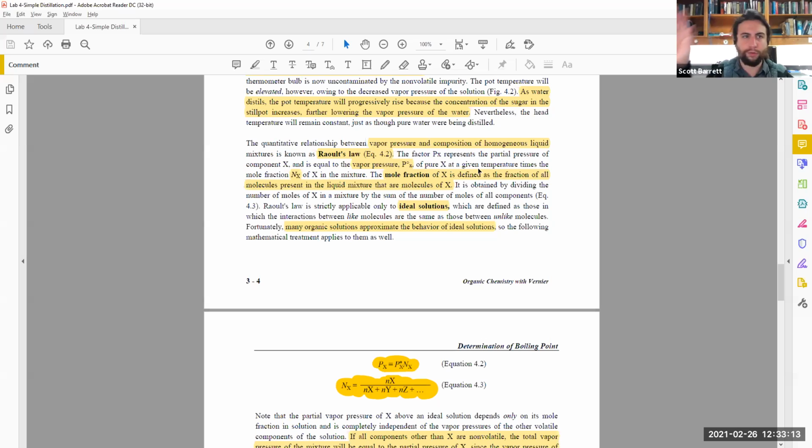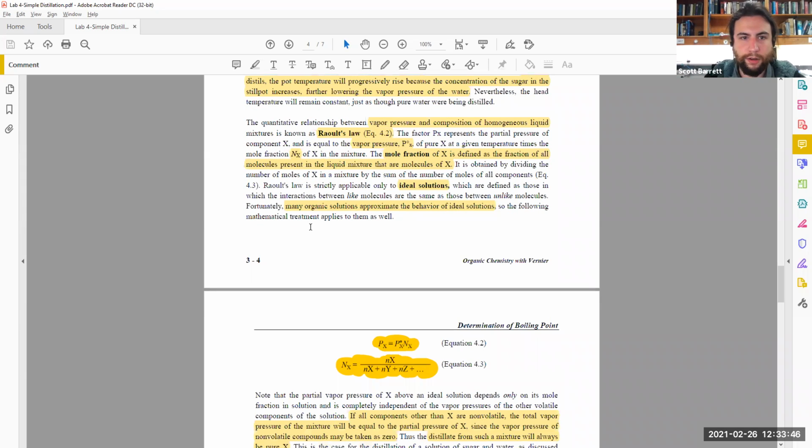So if you have molecules X, Y, and Z within your whole entire system, then the mole fraction of X is just this here, equation 4.3, the moles of X divided by X, Y, and Z added all together. It's similar to utilizing something like a percent yield or percent composition. You need to understand that the mole fraction of X is equivalent to the moles of X over the total moles of the entire system. And so fortunately, many organic solutions approximate the behavior of ideal solutions. And that is the main idea that we have whenever we're utilizing these sort of systems.